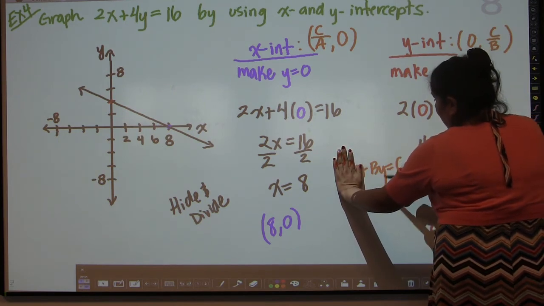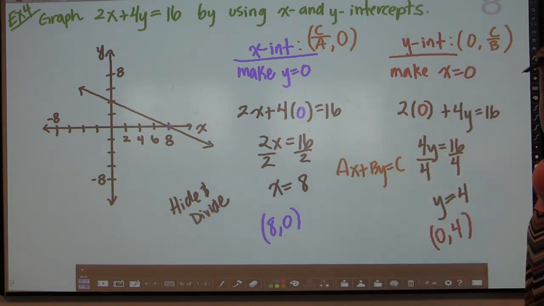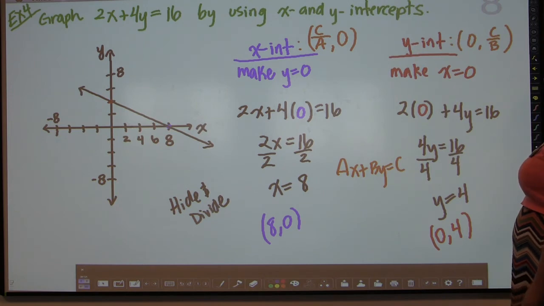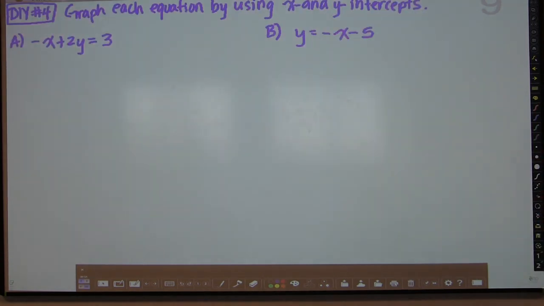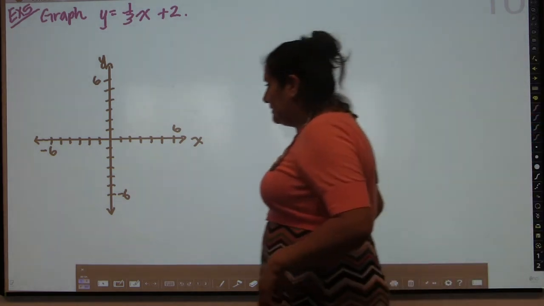Then I'm going to divide by b to get y by itself, and it's going to be c over b for the y coordinate. So if you want to use a formula, that's a formula that you can use. You can now try these two, and then we're going to go to our last example, and that is to graph using a table.